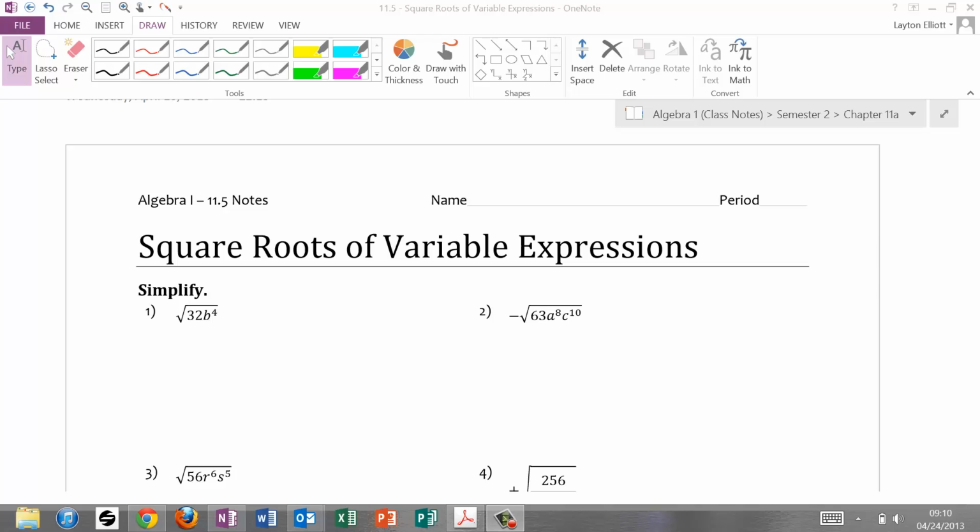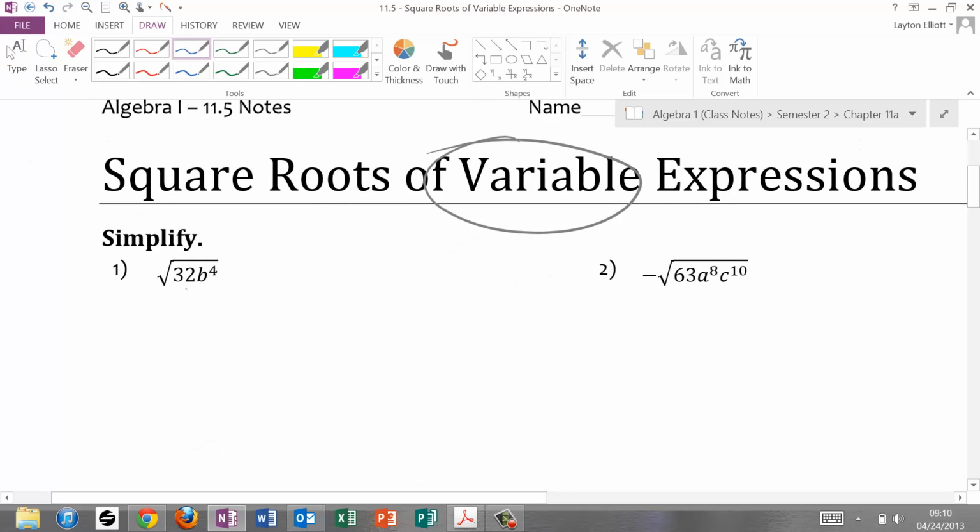So now that we've done square roots with numbers, we're going to do square roots with variables. Variables: x's, y's, b's, a's, c's, all that stuff. If I take the square root of this, we're going to separate this as much as possible. Let's start with the 32.